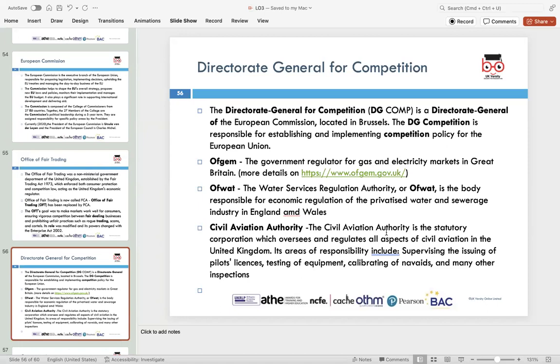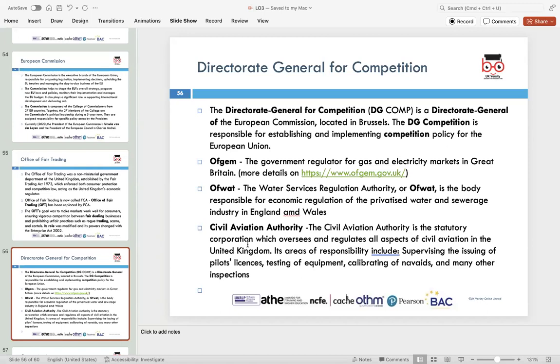The government agency responsible for regulating the gas and electricity markets in Great Britain is also known as OFGEM. OFWAT, which stands for the Water Services Regulation Authority, is the organization that is accountable for the economic regulation of privatized water and sewerage businesses in England and Wales through its regulatory framework.